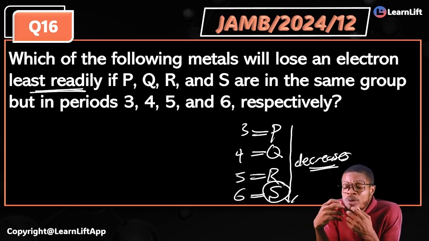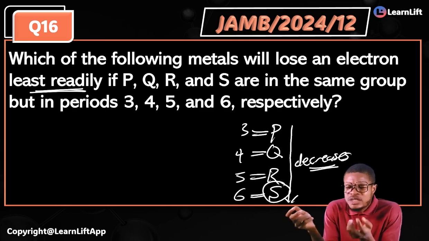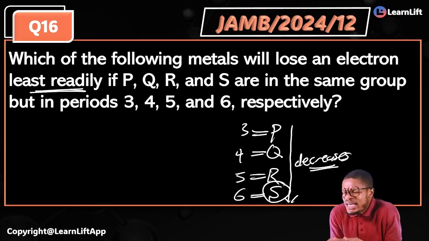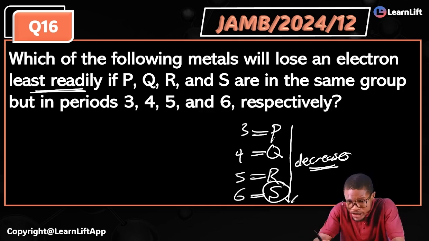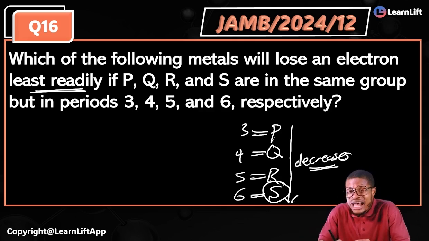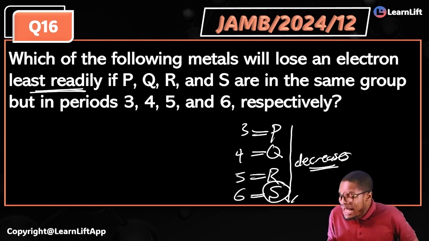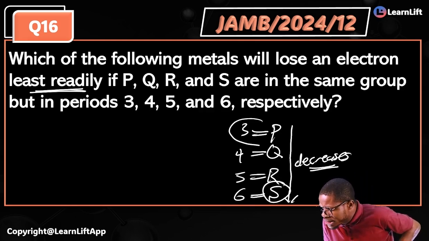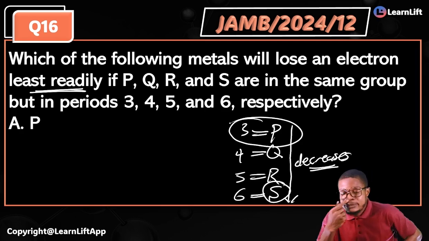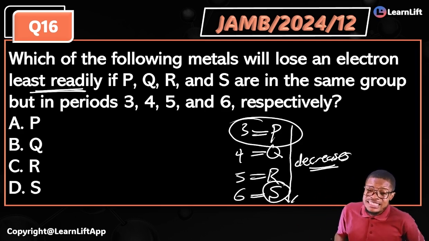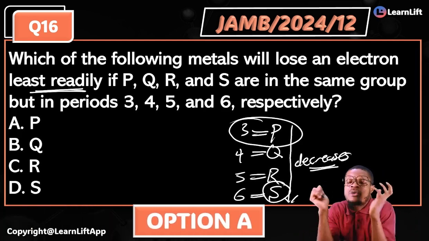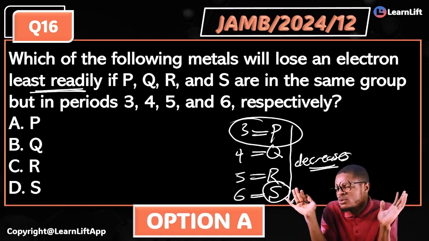They say which of them will lose an electron less readily? The one that is not ready to lose. Of course, the one that is not ready to lose is the one we hold more strongly. That is the one with the highest ionization energy, and that is P. That means P is the correct answer. Option A says P. Option B says Q. Option C says R. Option D says S. What is the answer? Option A, P, is the correct answer. Very simple.